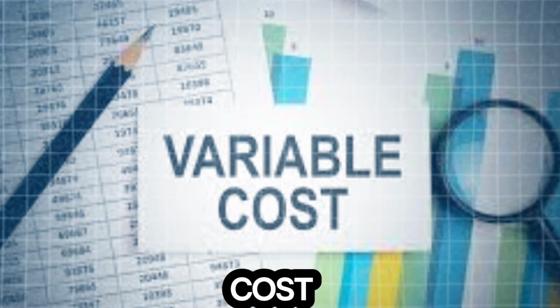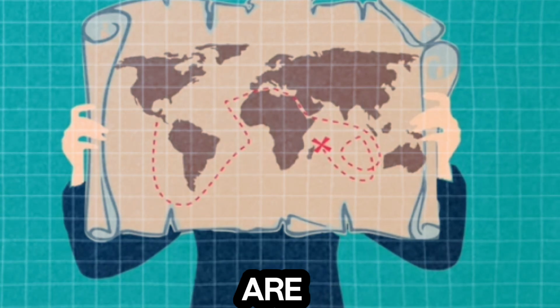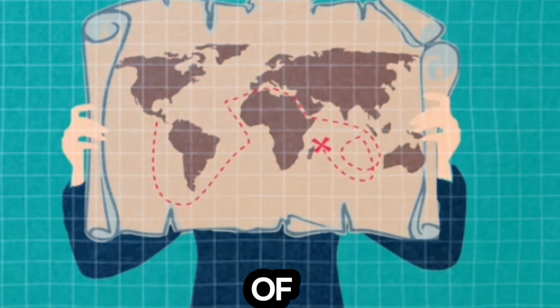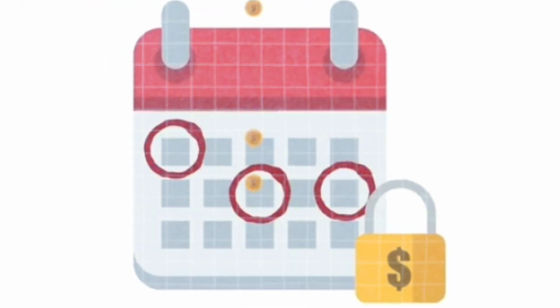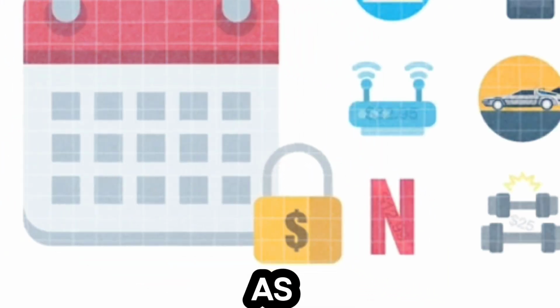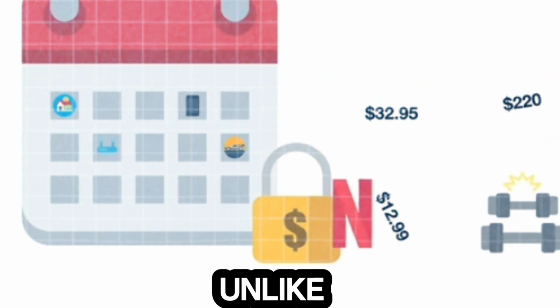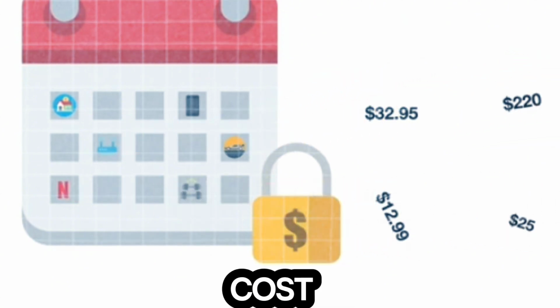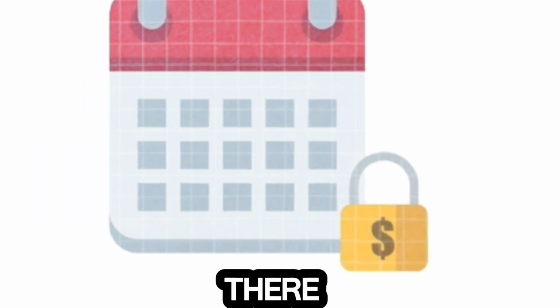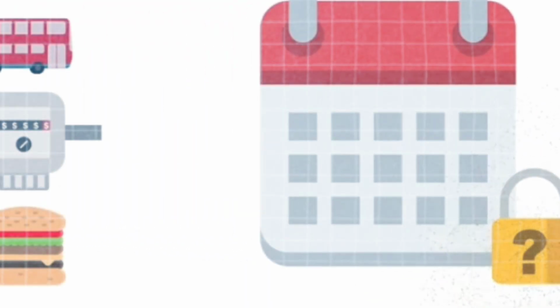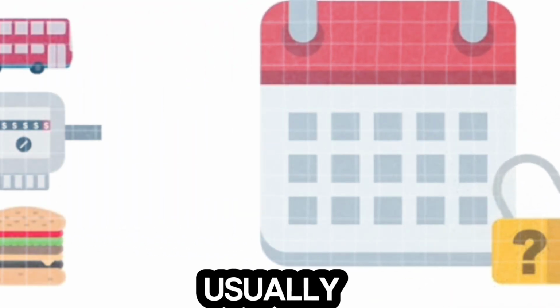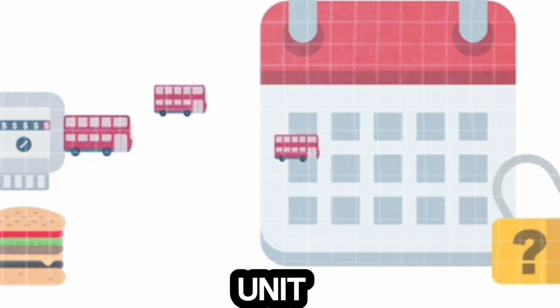Second, variable cost. Variable costs are costs that change with the quantity of output produced. That is, they usually increase as output increases and vice versa. Unlike fixed costs, variable costs are not incurred if there is no production. Therefore, they are usually reported per unit.